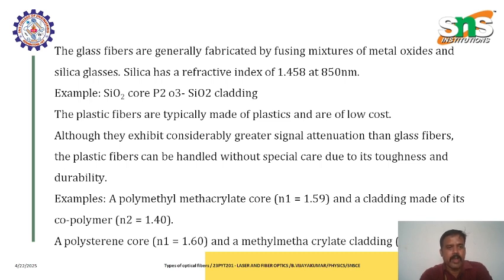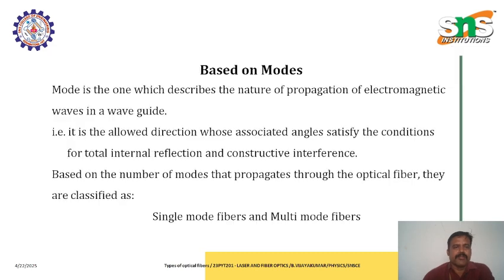The next type is plastic fiber. It is made of polymethyl methacrylate in the core, and the cladding is a copolymer. The refractive index also changes between core and cladding. We use plastic material in rough conditions because it is durable and not rigid, so it is very easy to handle.